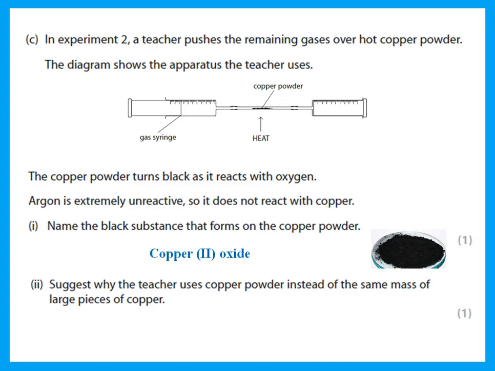Okay, so just why the teacher uses copper powder instead of the same mass of large pieces. Again, why do I use powder instead of large pieces in any experiment? This is because the powder has larger surface area, so the reaction would be faster.